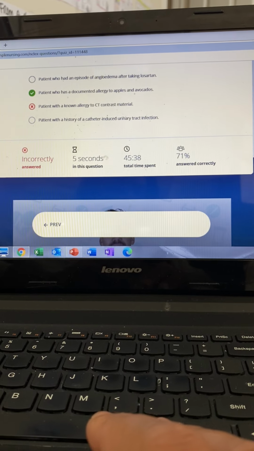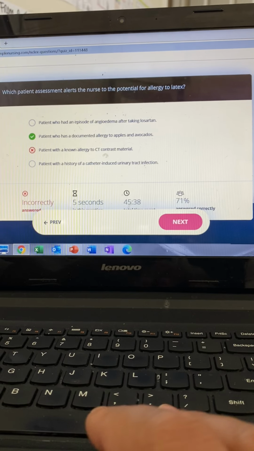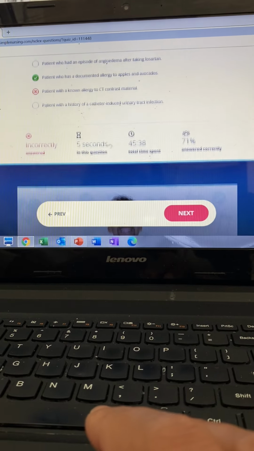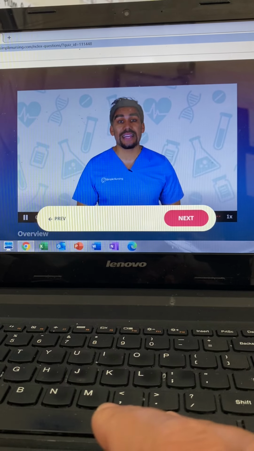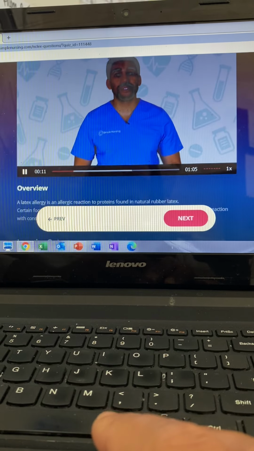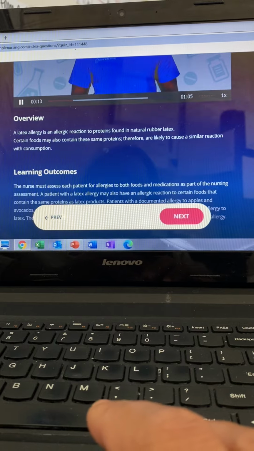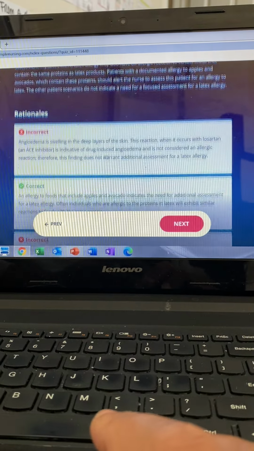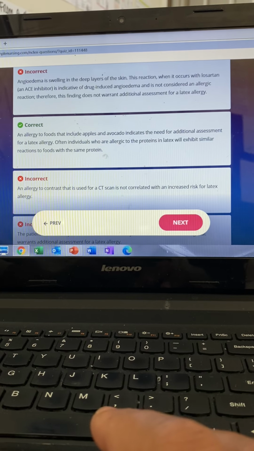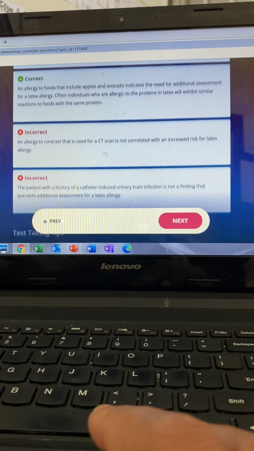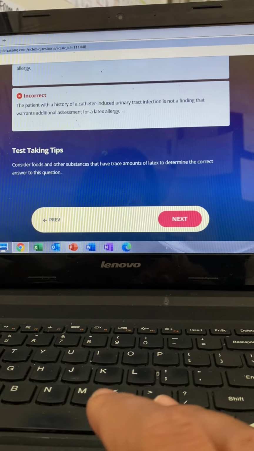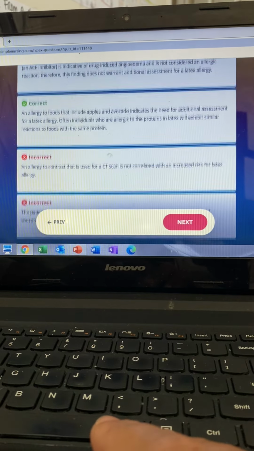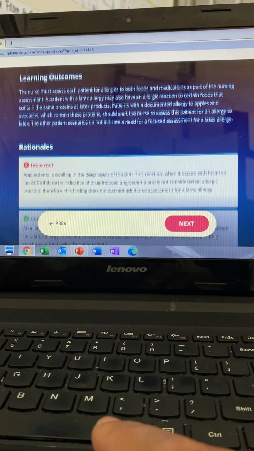Now, using our 3 steps, let's break this down. Now, this question's asking for assessment findings with the key problem, potential allergy risk to latex. So before looking at the options, you should already be thinking any type of history of allergic reactions to latex, as well as key terms here. Allergies to apples and avocados may mean allergy to latex. So the solution we're looking for are items that could indicate the patient is allergic to latex.